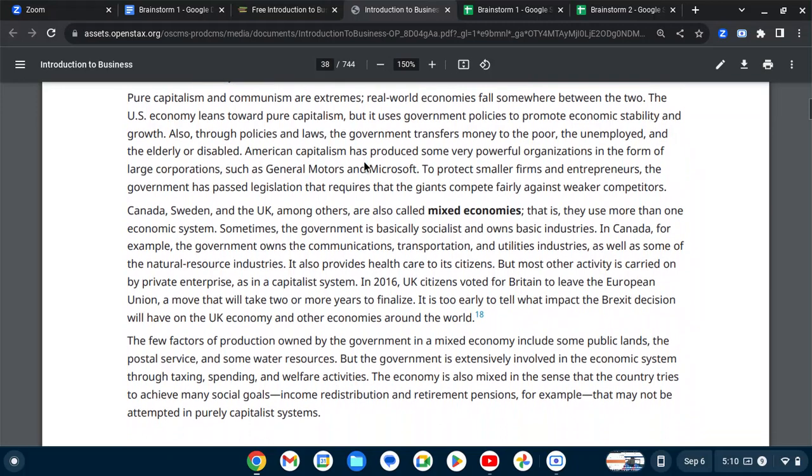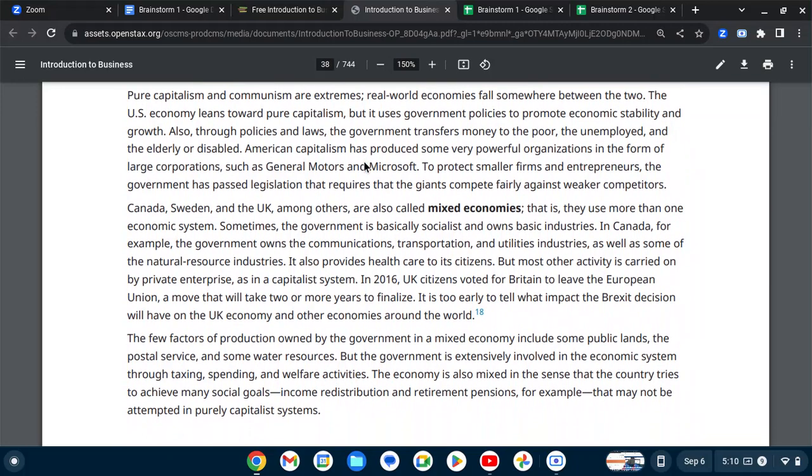Mixed economic systems. Pure capitalism and communism are extremes. Real-world economies fall somewhere between the two. The U.S. economy leans toward pure capitalism, but it uses government policies to promote economic stability and growth. Also, through policies and law, the government transfers money to the poor, the unemployed, and the elderly or disabled. American capitalism has produced some very powerful organizations in the form of large corporations such as General Motors and Microsoft.